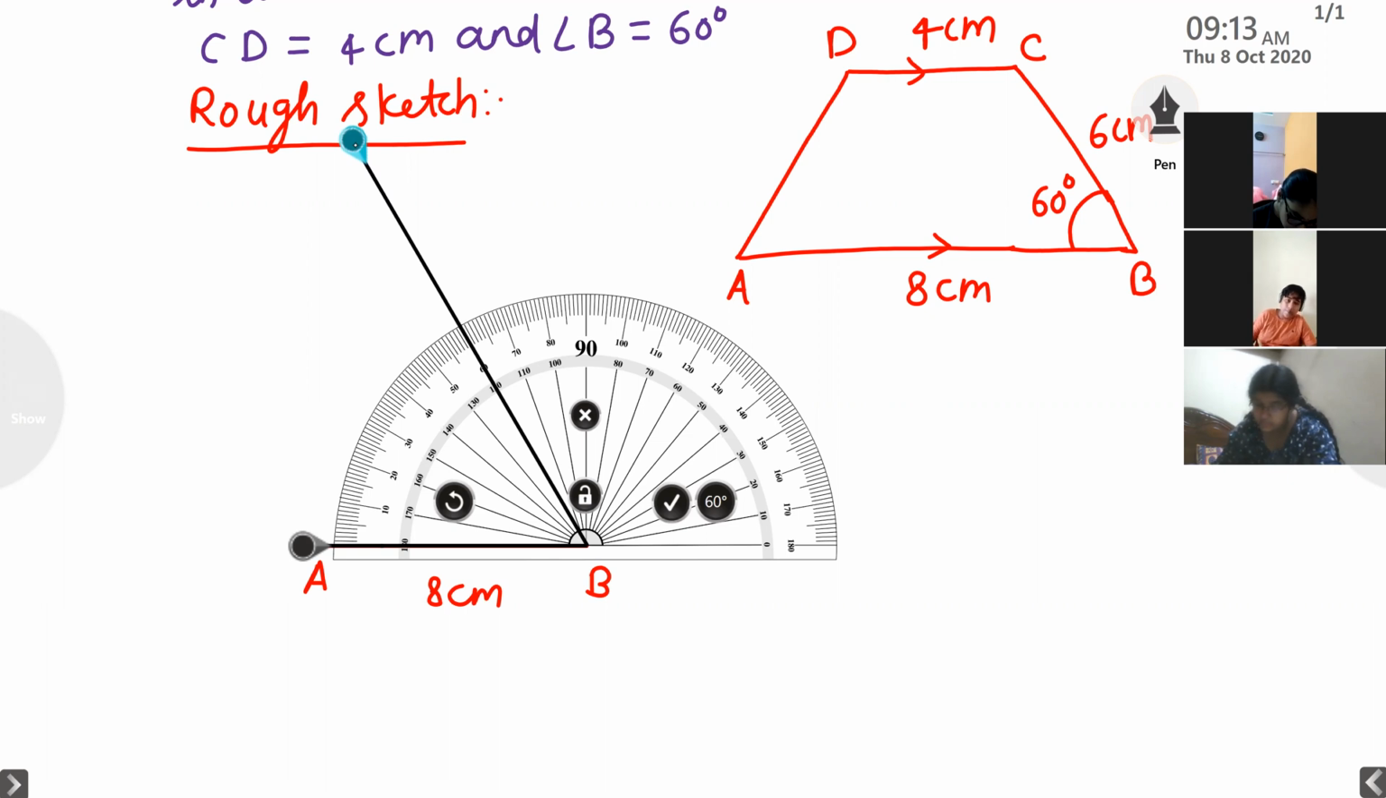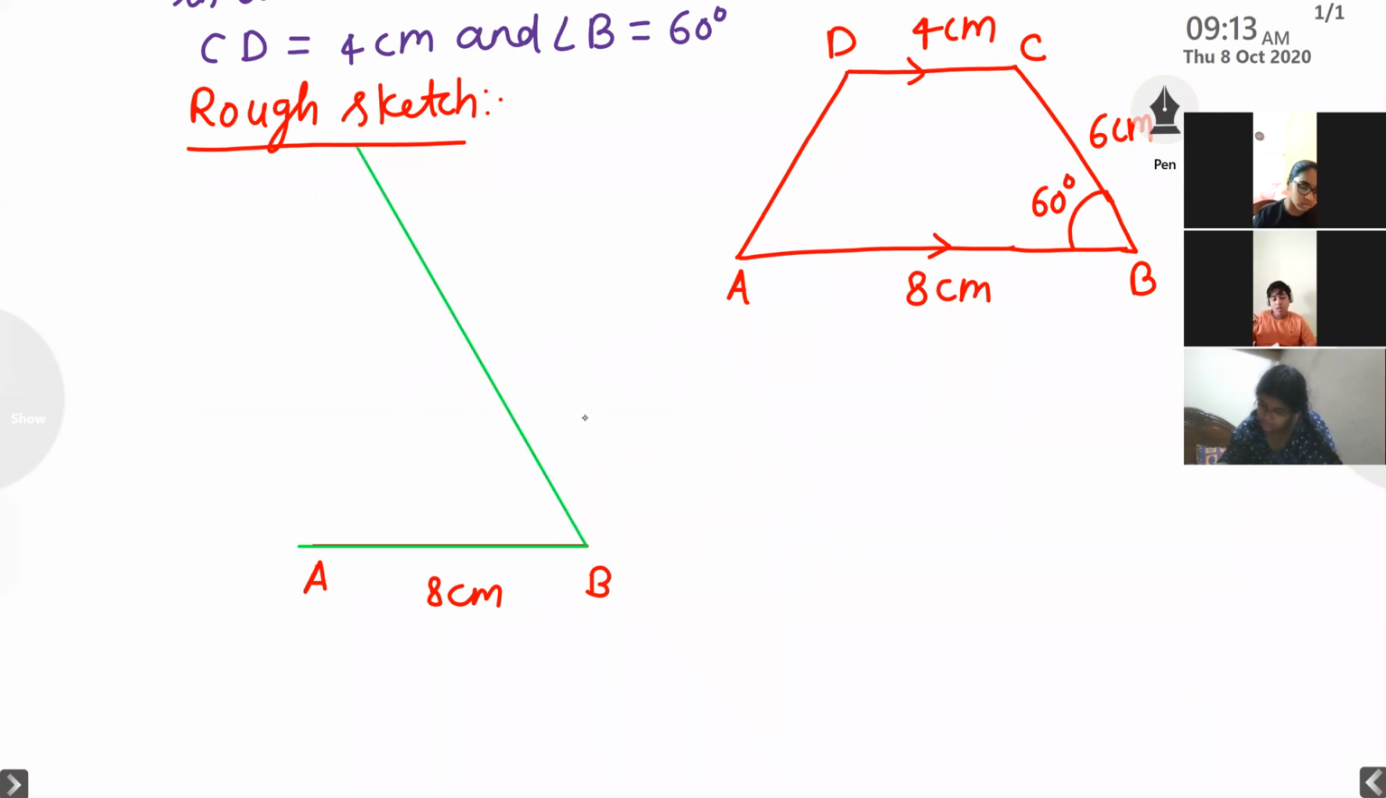Take B as a center, construct 60-degree angle because 60-degree is the acute angle. That angle will not come greater than 90-degree. Here students are doing mistakes. 60-degree is the acute angle, will take inside angle.